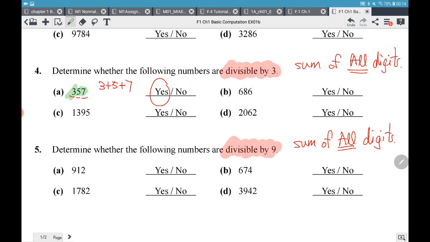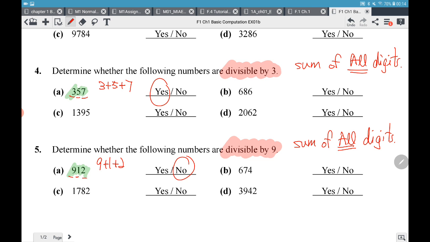So look at part A, 912. We have to find the sum of 9 plus 1 plus 2. It should be 12. And then we have to check whether the sum of all digits is divisible by 9. 12, of course, is not divisible by 9. Therefore, the whole number is not divisible by 9.